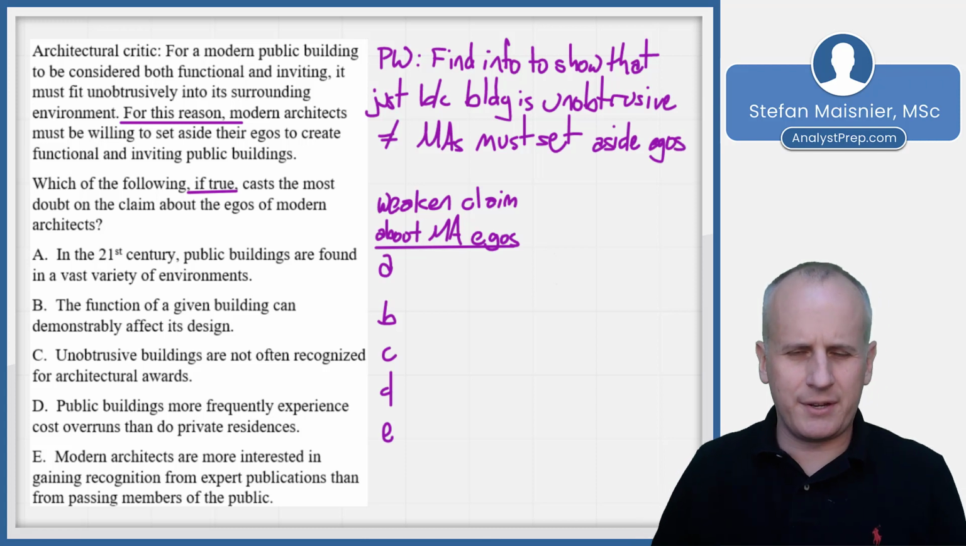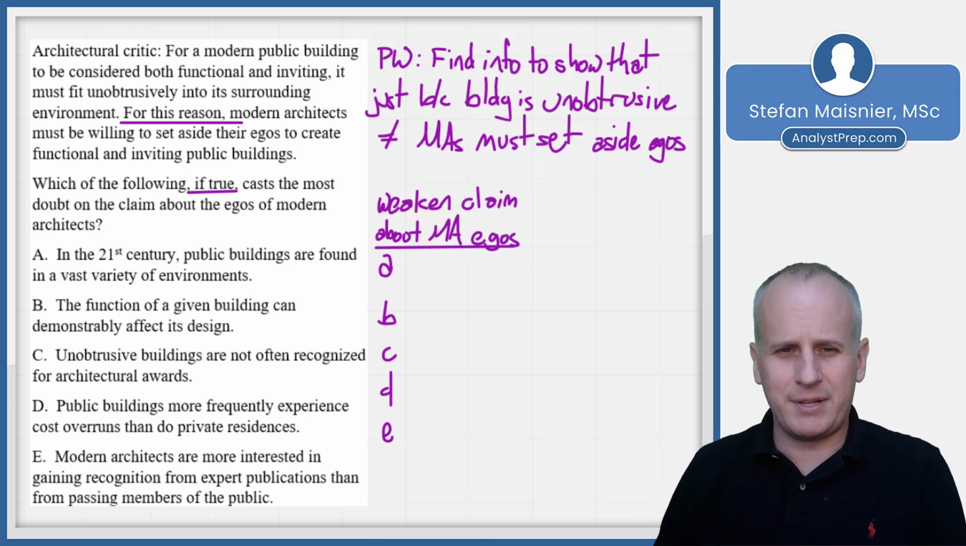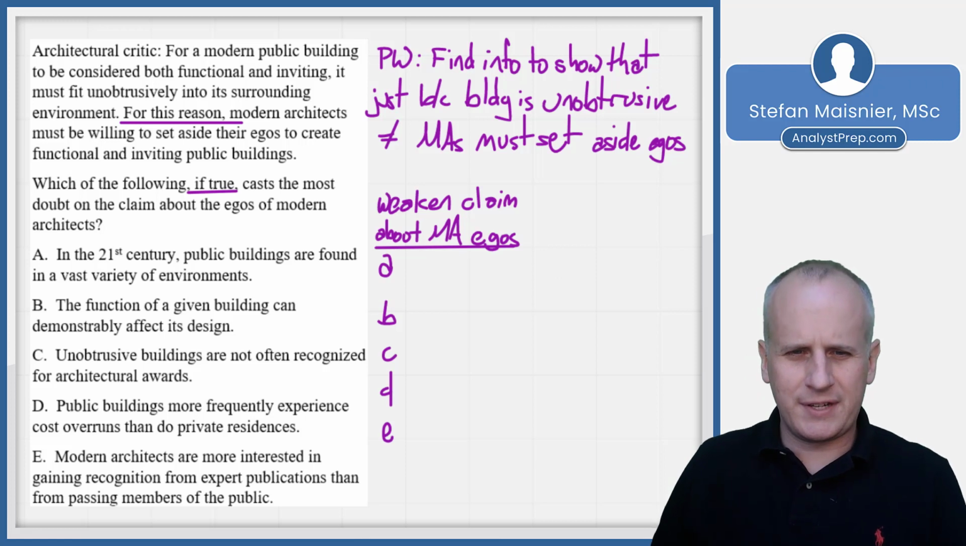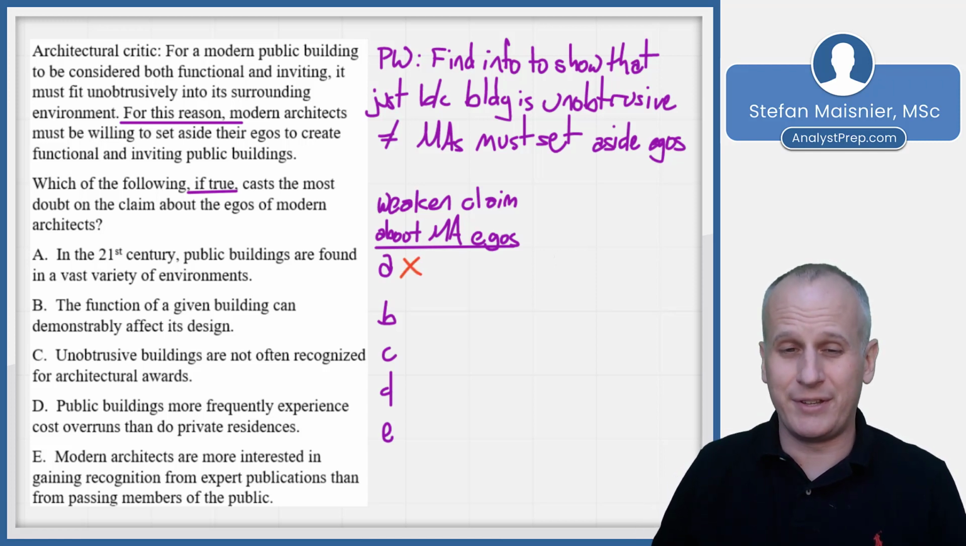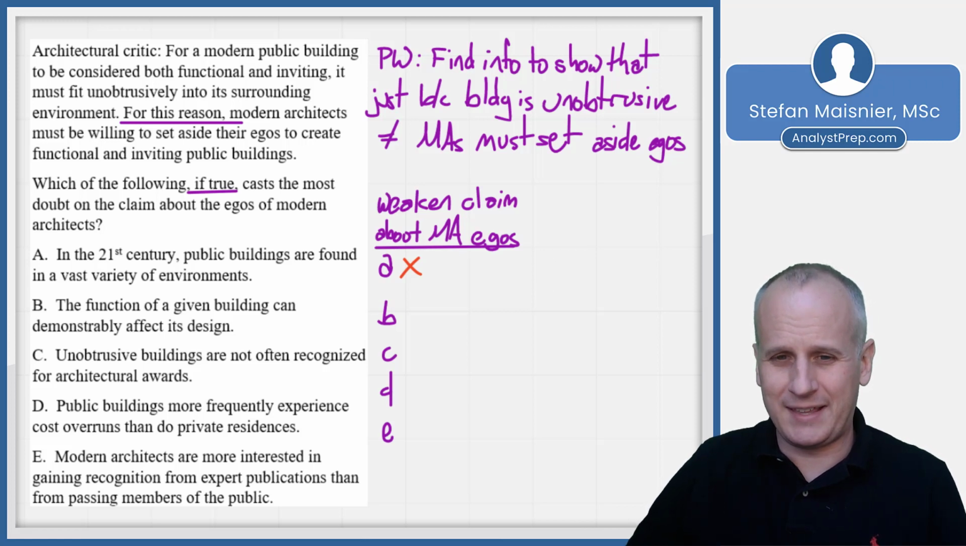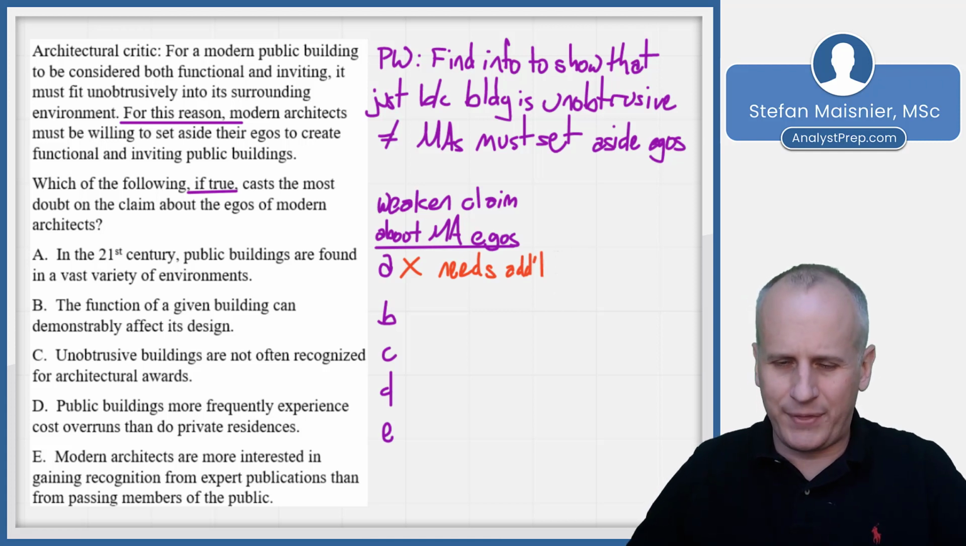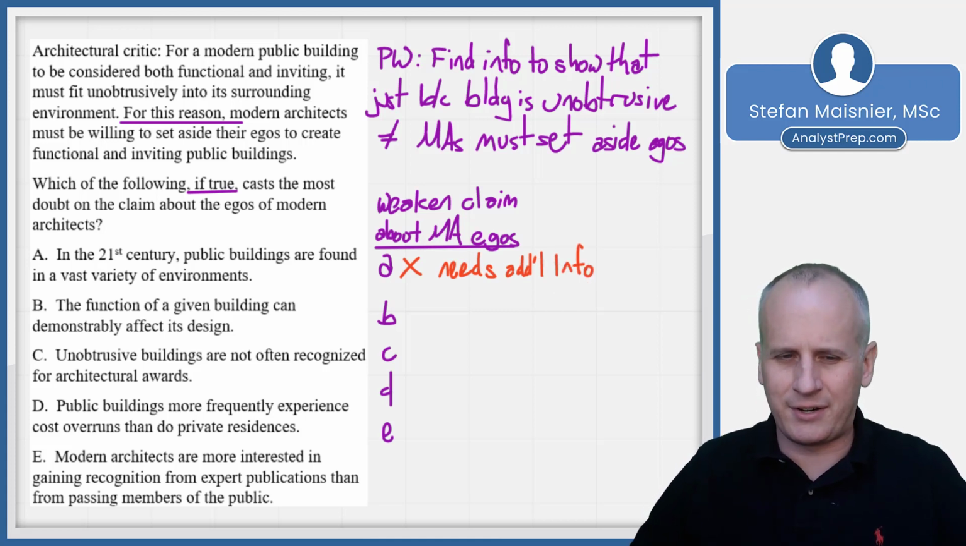So now we go to our answer choices seeking a match to that prediction. Choice A: in the 21st century, public buildings are found in a vast variety of environments. Okay, wonderful. That has absolutely nothing to do with our prediction. If we've got a good prediction, we don't even really consider this any further. But again, a vast variety of environments just asks more questions than answers. So we'll just say that that needs additional information about the varying environments and what they mean and how they relate to the architects' egos and all that sort of stuff.